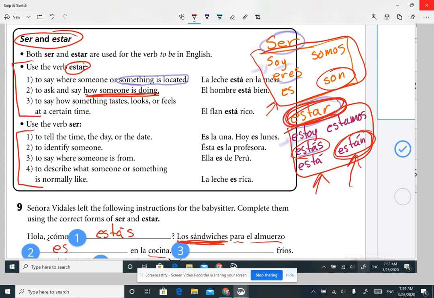So I'll put están. And están has an accent. So don't forget the accent there on están. And está also has an accent. Make sure you remember those.